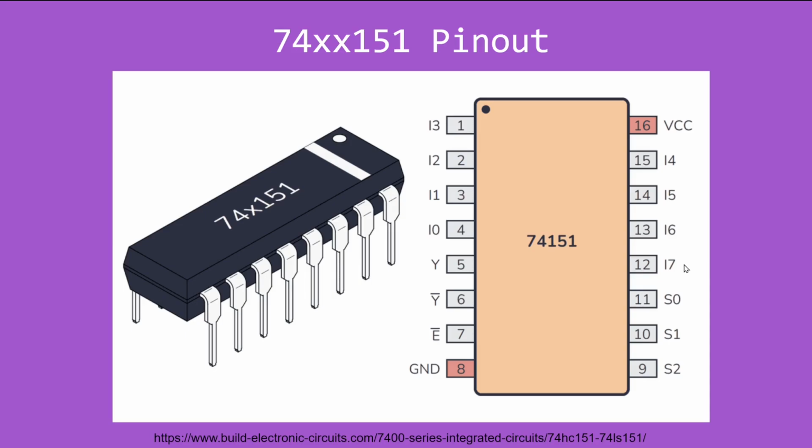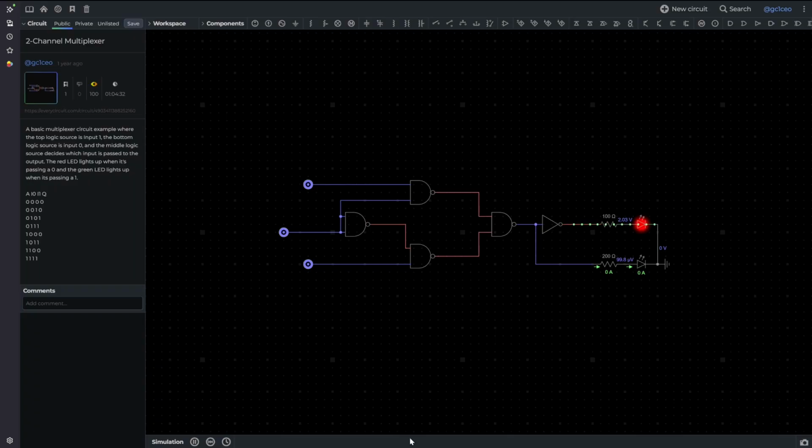Here's a pinout example for the 74151. It could be LS or HC, I think. You've got 8 input lines on this one, and you get 1 output. They have a complementary output too, so the reverse, and there's an enable line, and then there are 3 address lines right over here.